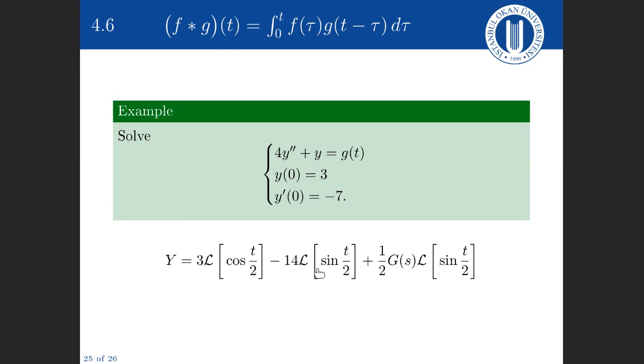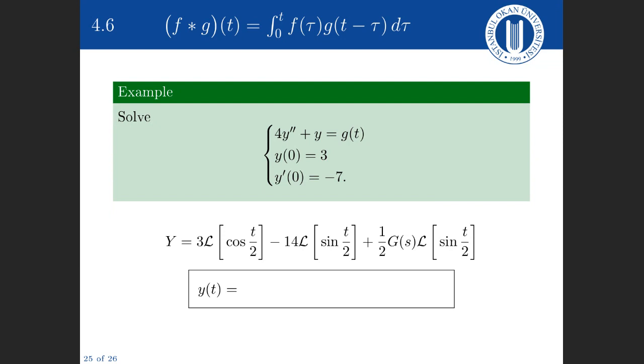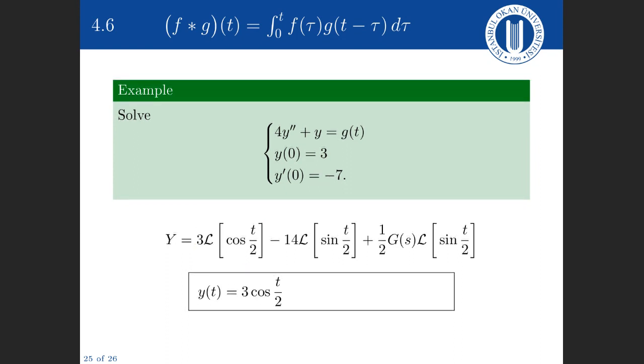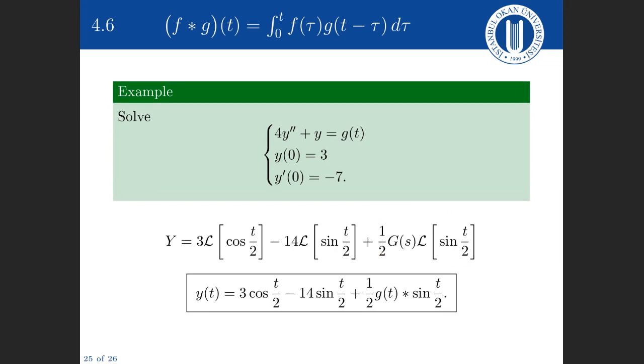We're almost finished. We want to write down small y. First part is easy: the inverse Laplace transform of 3 multiplied by the Laplace transform of cos 2t. Of course, it's just 3 cos t over 2. Likewise, for the second part, this is easy, minus 14 sine t over 2. And then we come to the third term. We're going to do the inverse Laplace transform of a function multiplied by a function. Of course, we use the convolution theorem to write this down as a half small g of t convoluted with sine t over 2. And we give the solution to our problem like this.